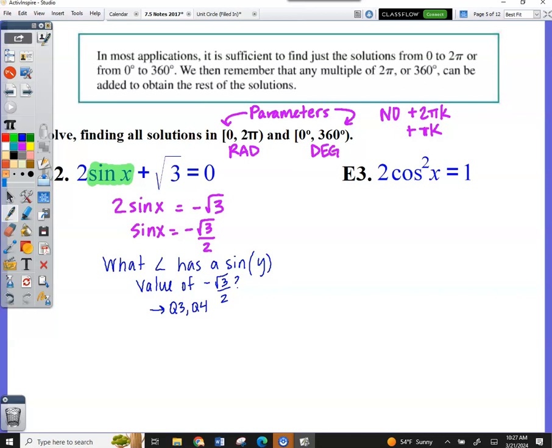We have 2 answers to pull, and I'm going to label them right here. I'm going to label RAD for radians and DEG for degrees. So you'd go to your unit circle, and you would find where y is negative root 3 over 2. And you can just list it as a list.